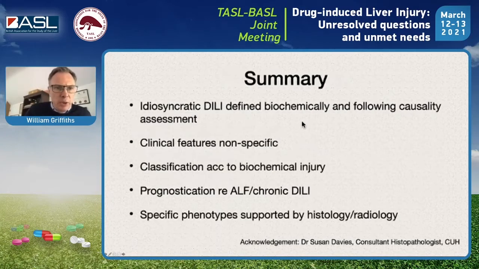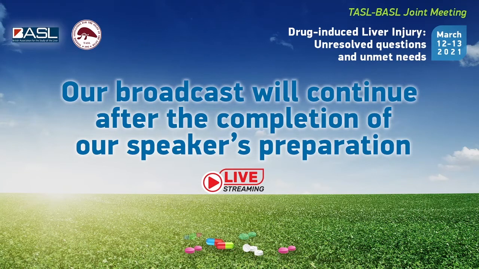So just to summarize, we've talked about the definition and the classification of DILI and some of the clinical features, some of the patterns. Talked a bit about prognostication in terms of acute liver failure and chronic DILI, and I've discussed some specific phenotypes and tried to relay some of the clinical findings, the histology and the radiology. And I'd like to thank my colleague Sue Davies in Cambridge for helping me with the histopathology there. So thank you for your attention.